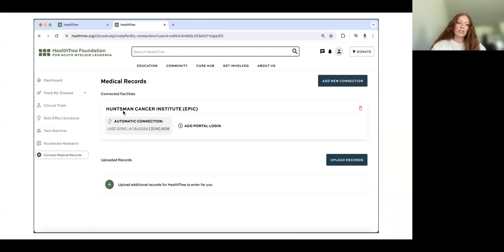And after that, you don't have to do very much at all. It will automatically pull your labs, pull your doctor's notes, all that stuff. What's related to AML will show up on your CureHub. And you can set up, like I said, multiple connections. They'll all pull information. And then every now and again, if you have a new lab and you want to have that lab show up on CureHub, you click this refresh button or this sync now button, and it'll pull those labs as well, those recent ones.